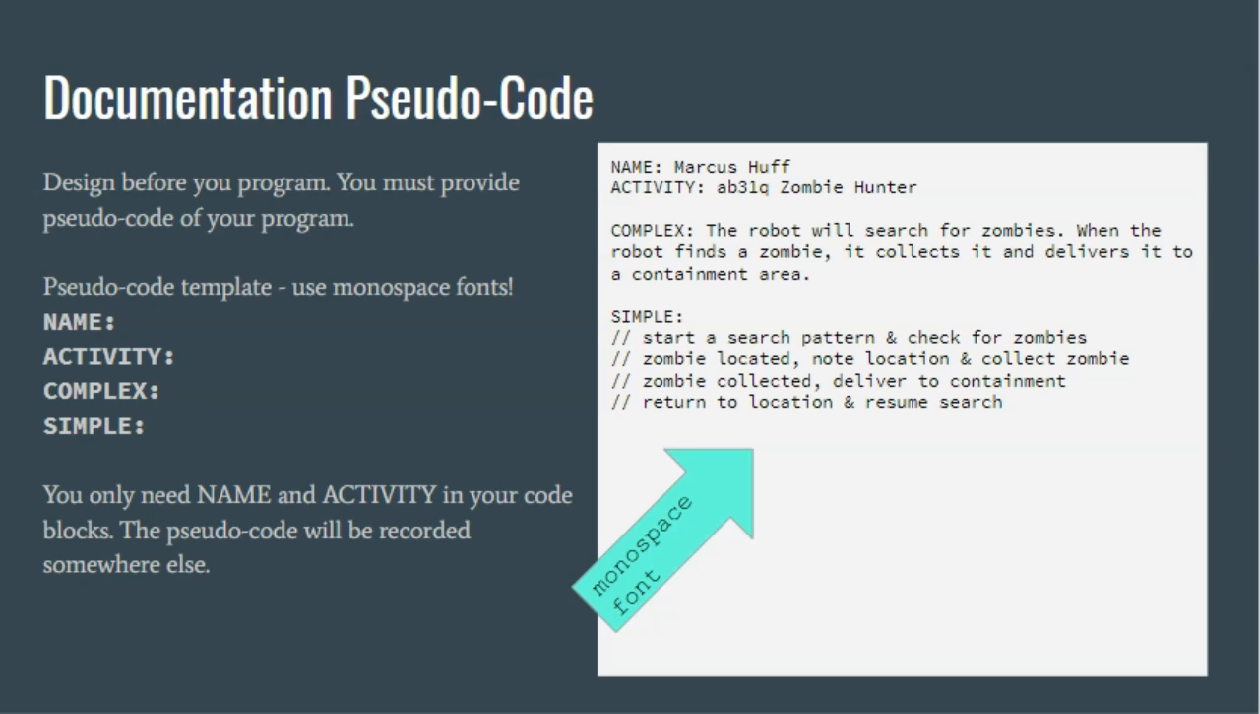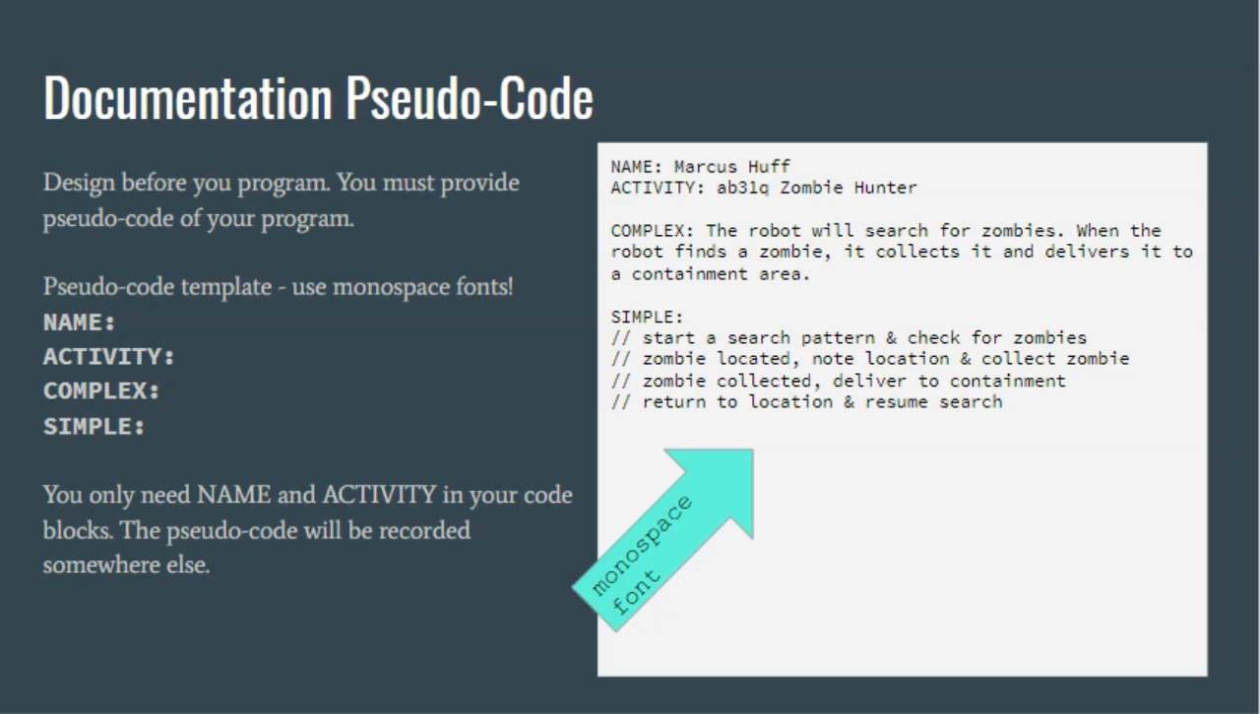So you only need your name and activity in your code blocks. I'm not going to make you go in and put your pseudocode all throughout the block code programming because it's tedious, and I don't know that it really helps you because it's pretty visual as it is. If you're having trouble, it's a good idea to go add some comment blocks in to help you keep clear what each section is doing, but I'm not going to require it. This is going to be written outside of the virtual environment. So you can look at my example.